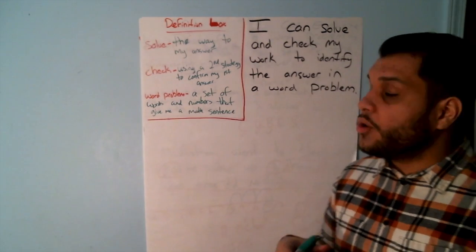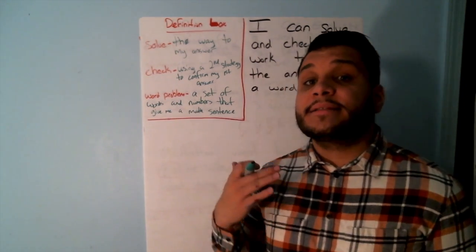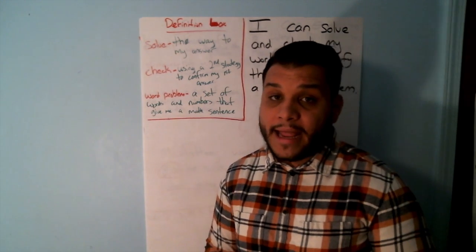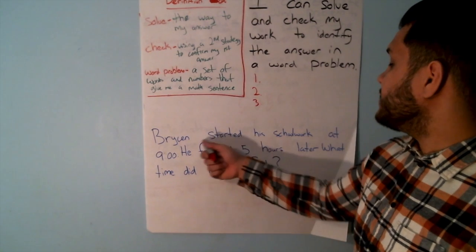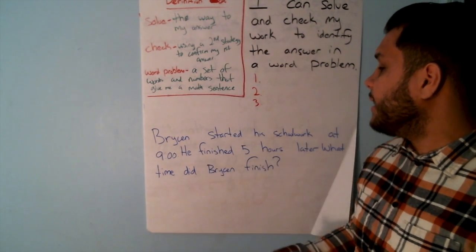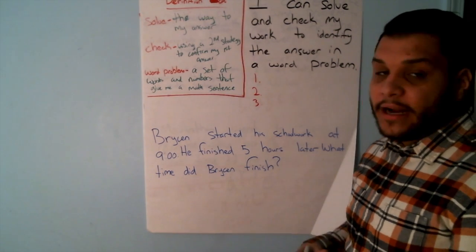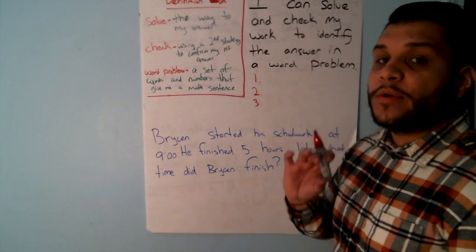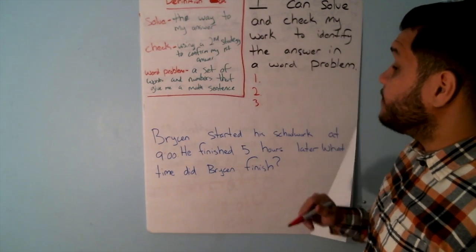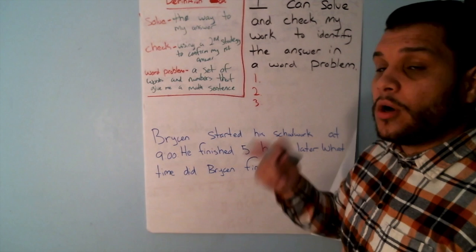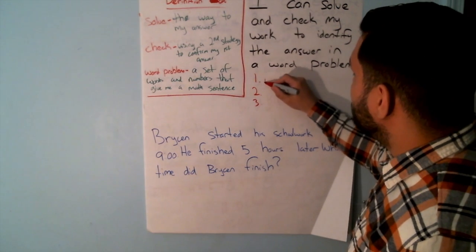So today we're going to go over our last time word problem of the week, and we're going to solve and check. My word problem says Bryson started his schoolwork at 9 o'clock. He finished 5 hours later. What time did Bryson finish? Before we jump into that, let's lay out our strategies. My first strategy is that horizontal line. We call that our, yes, number line.